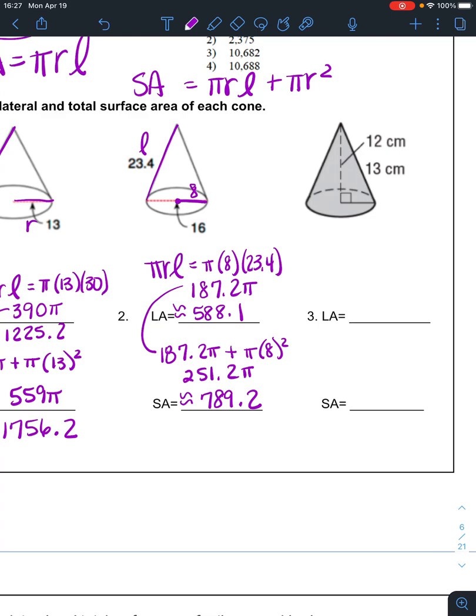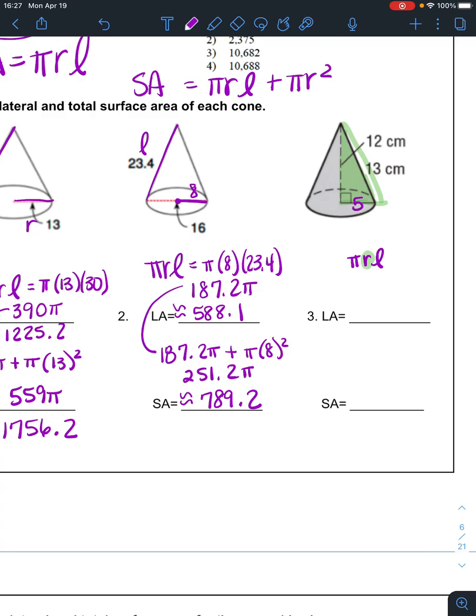So number 3, same thing. Now we run into a problem with number 3. To do the lateral area, I need pi times R times L. So the problem is I have L, but I don't have R. But if you look back at the picture, look at what you do have. You do have 12, which is the height. So we've got this little right triangle right here. We can go back to the Pythagorean theorem to find anything we need, right triangles again.